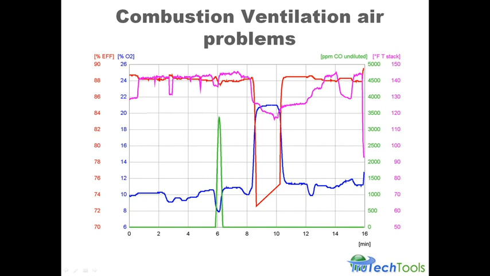If you're seeing O2 fluctuating, draft fluctuating, stack temperatures fluctuating, you've got combustion dilution, ventilation, air problems you have to address. Guys miss this all the time. The issue is it may not be producing CO. Maybe your O2 never drops down far enough to even make CO. The question is, is it going to get into conditions that it can?